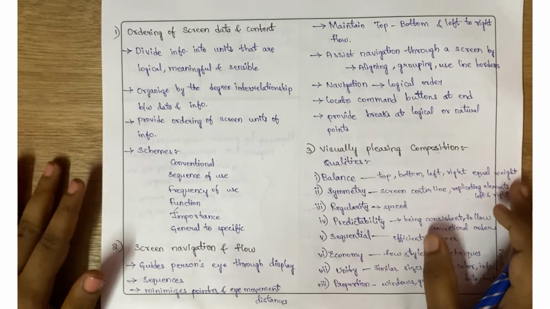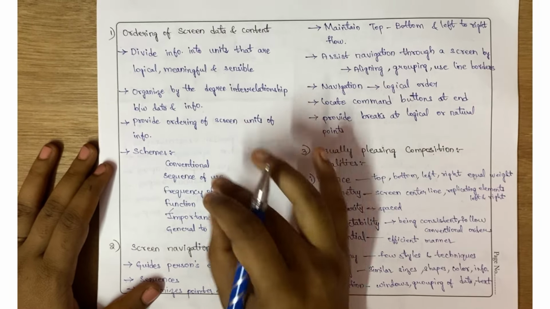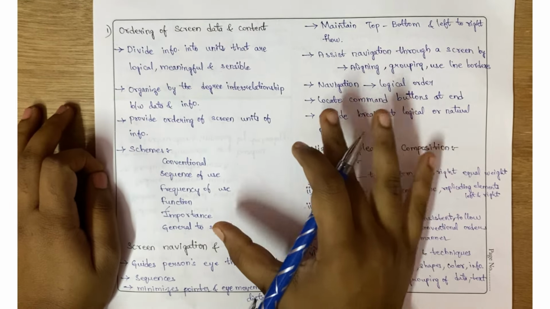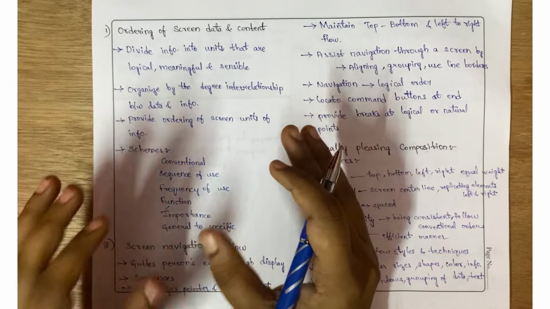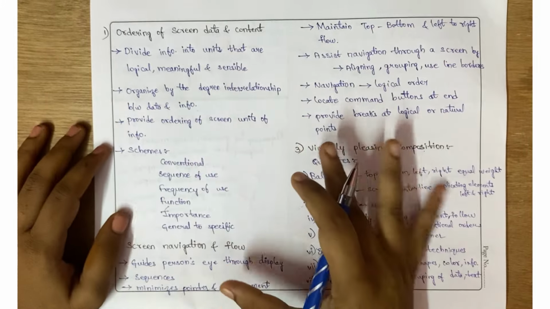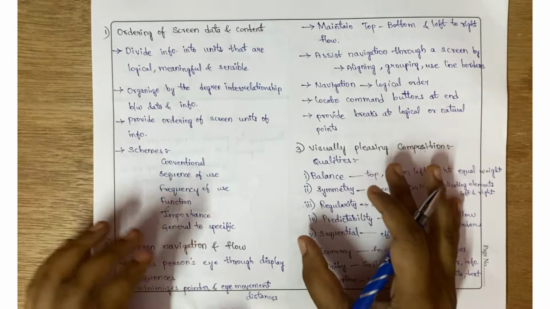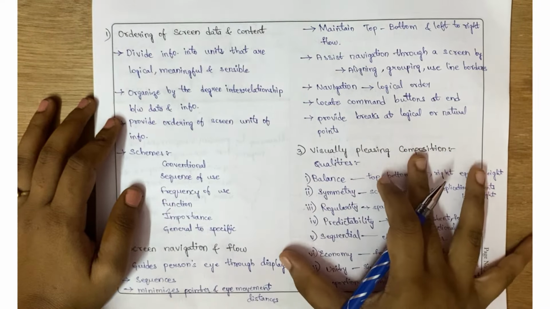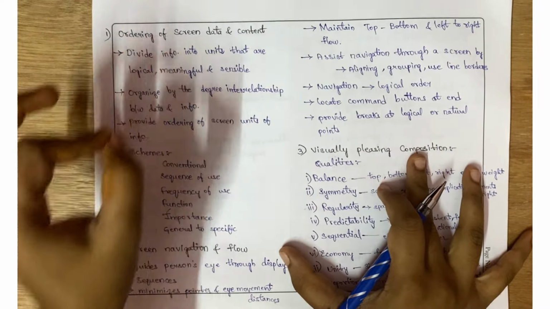The first one is ordering of screen data and content. This influences the clarity. For ordering the screen data and content, first we need to divide the information into units. That means we divide based on some logical things, like the whole data divided into parts, such that you get some meaning. For example, these are the 8 topics, 8 parameters, which makes sense to you.